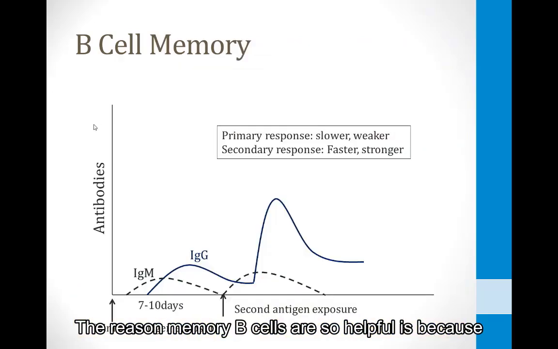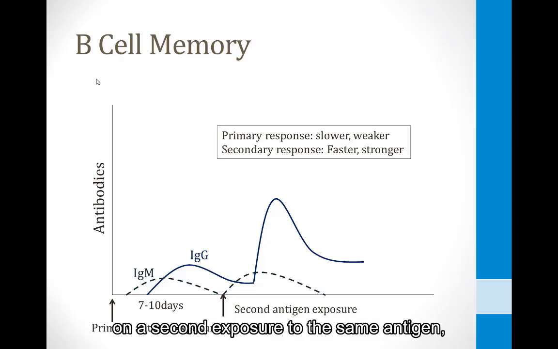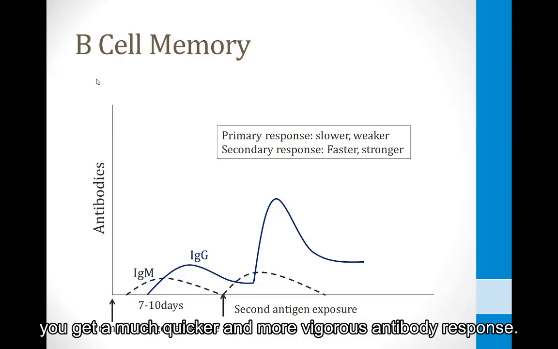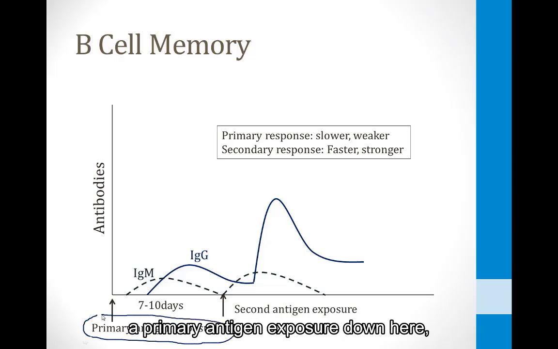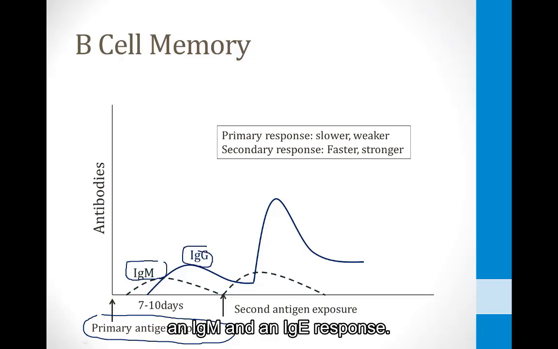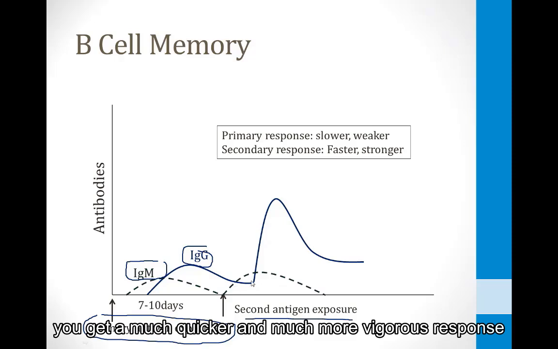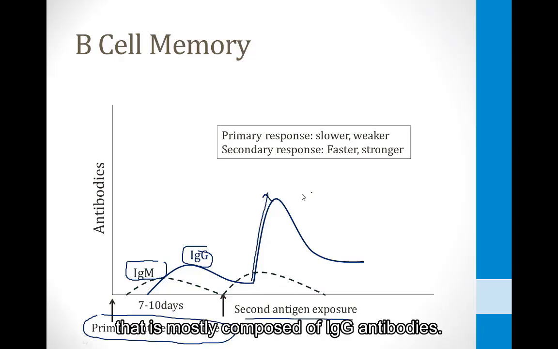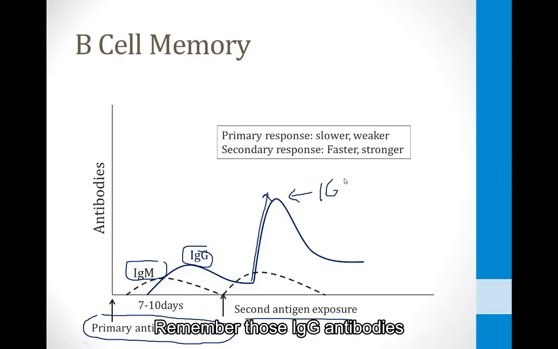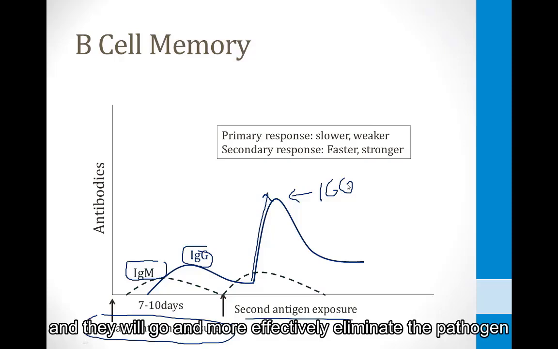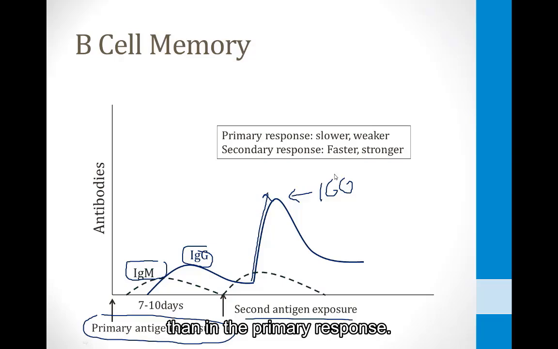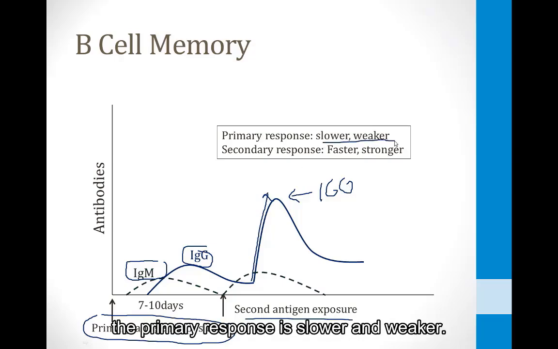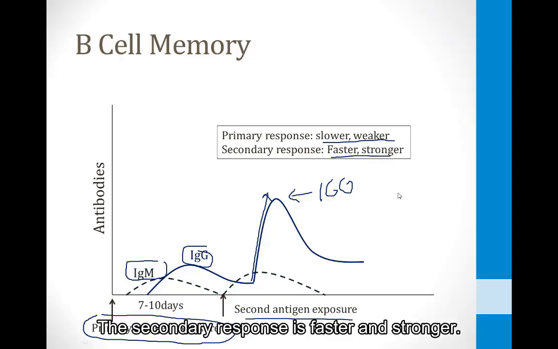And then after the infection has gone away, this is when you're left with just memory cells present in the body. The reason memory B cells are so helpful is because on a second exposure to the same antigen, you get a much quicker and more vigorous antibody response. So on this slide, I've shown a primary antigen exposure down here, and it takes several days to begin to generate an IgM and an IgE response. When you get a second exposure, you get a much quicker and much more vigorous response that is mostly composed of IgG antibodies. And remember, those IgG antibodies are those excellent opsonizers, and they will go and more effectively eliminate the pathogen than in the primary response. So up here I've summarized for you the primary response is slower and weaker. The secondary response is faster and stronger.